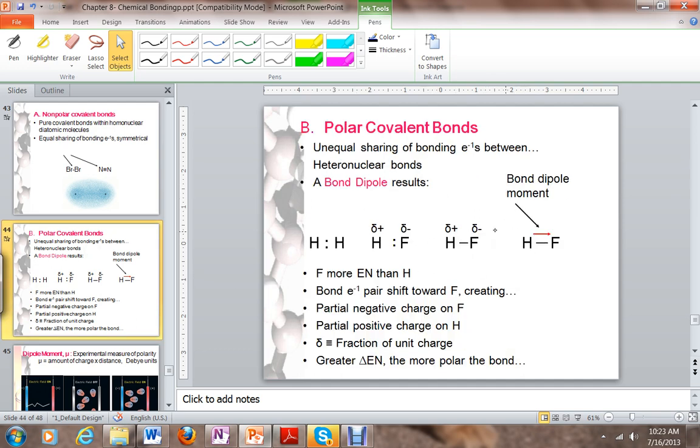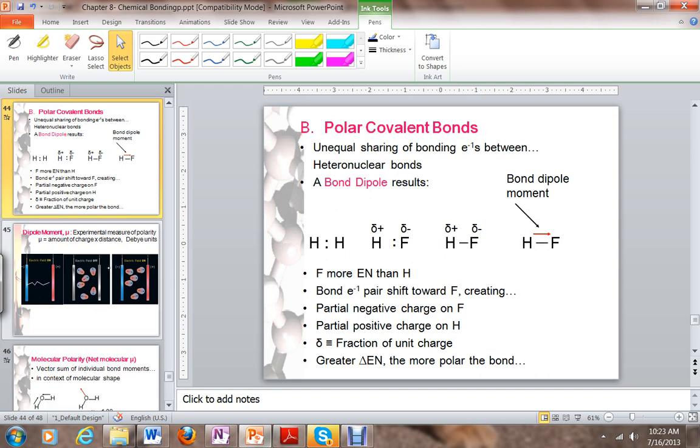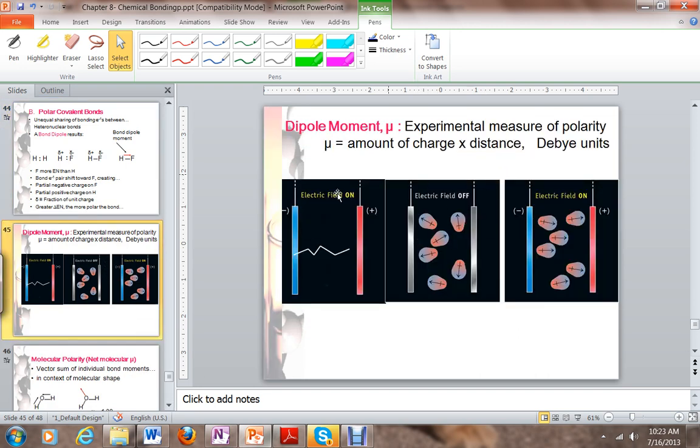I explained this during a lecture. The bond dipole moment is an arrow representing the direction of the electrons, meaning that the fluorine pulls the electrons hard to itself and leaves the hydrogen partially positive. Remember, it is not completely positive, because if not, it would be an ion and an ionic compound. So here is the dipole moment. If you have an electrical field, the partially negative end would be closer to the positive plate.